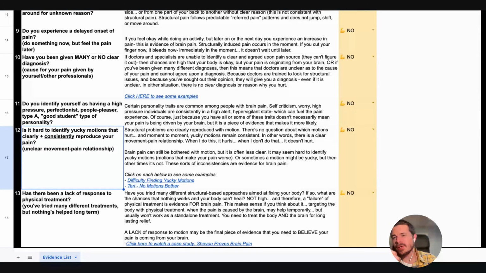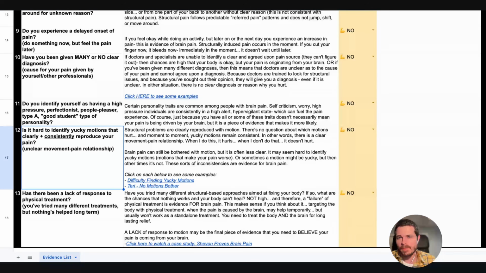Question number 12. Is it hard to identify yucky emotions that clearly and consistently reproduce your pain? Is there an unclear movement-pain relationship? Pain that is due to physical damage or injury to the body, to the tissues in the body, is clearly and consistently reproduced. If you take someone with sciatica who has an inflamed sciatic nerve, they're not going to sometimes be able to do a leg raise and other times not. It is going to hurt and be consistent from moment to moment, morning to night, day to day, until the inflammation or the irritation or whatever is causing it resolves.